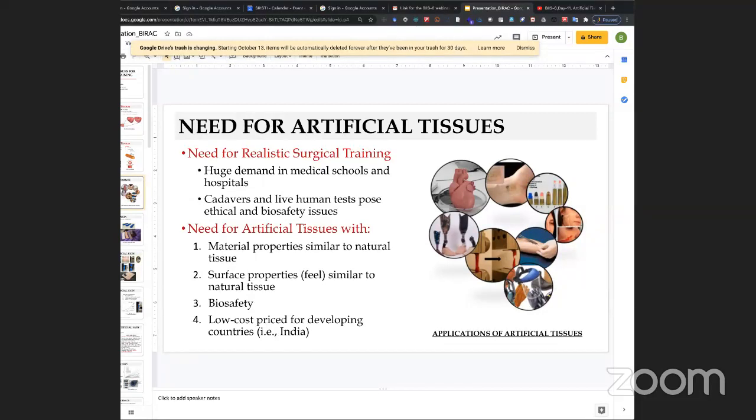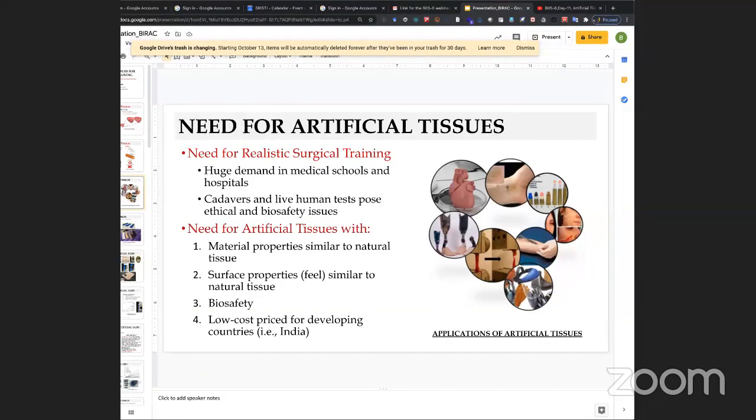So something might get contaminated and cause some kind of human disease, and they have ethical grounds, of course. So that is one of the key needs for moving into artificial tissues. So why don't we have artificial tissues so far? Like, do we not have it? We do have a lot of artificial tissues out there.